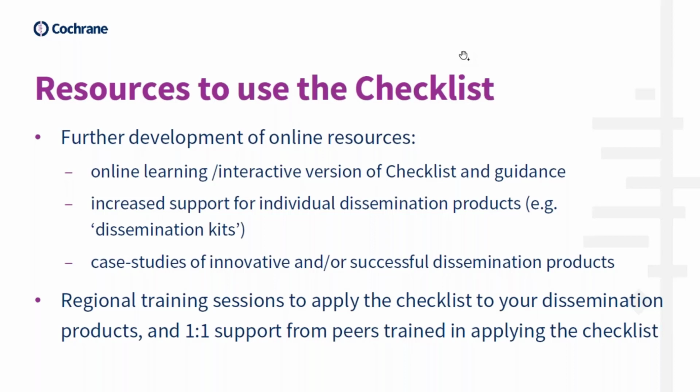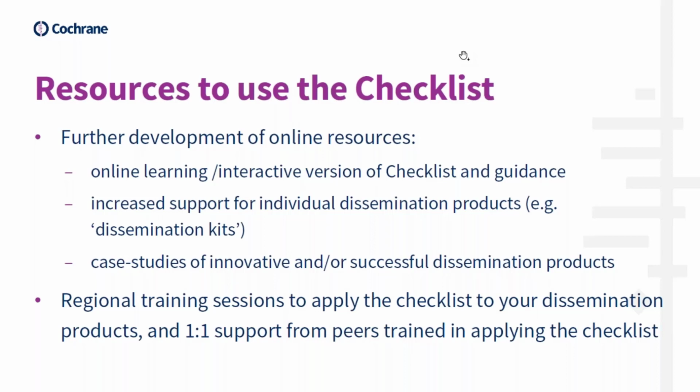The next would be providing increased support for individual dissemination products. And what that could look like could be a dissemination kit or specific guidance on perhaps how to create an infographic or apply this checklist to an infographic, for example. So we're looking to provide some more specific support.